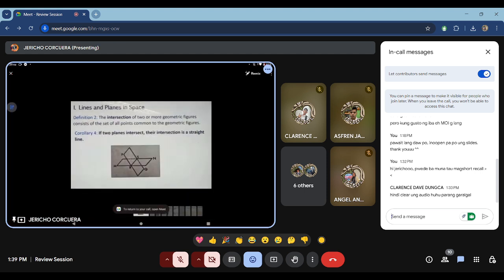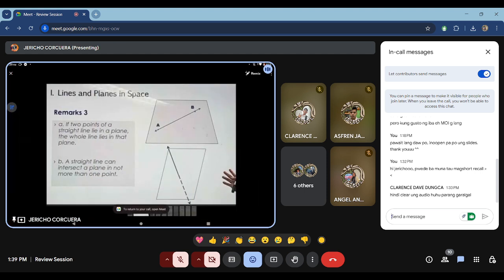And then, next, we have here lines. We still have this that remarks that if two points of a straight line lie in a plane, the whole line lies in that plane. The whole line lies in that plane.